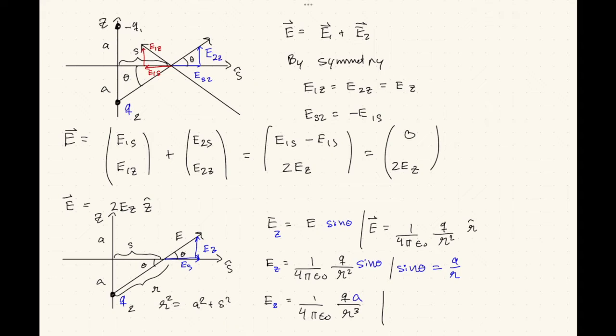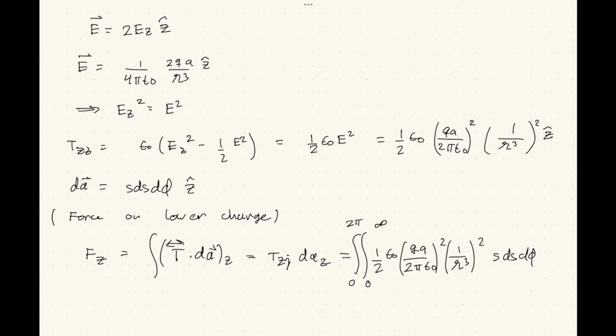So then the next question is to answer what is sine theta. And we refer back to this triangle here. Sine theta is opposite over hypotenuse, so it's just a over script r. And after that substitution, we're left with this expression. Remembering that E was 2Ez hat, when we plug in Ez, we arrive at this expression. So now the entirety of E is in the z direction.